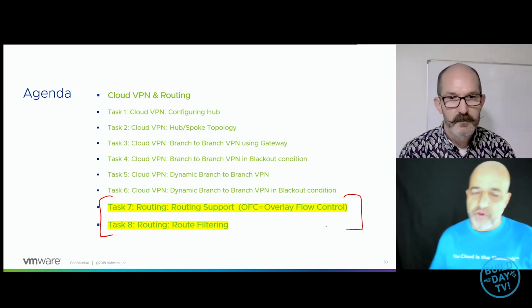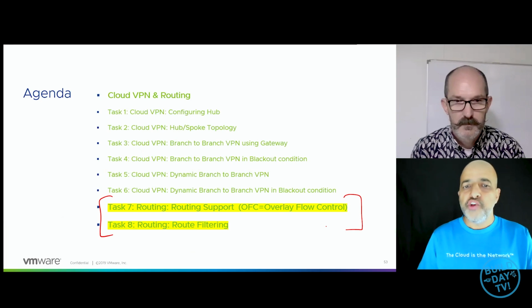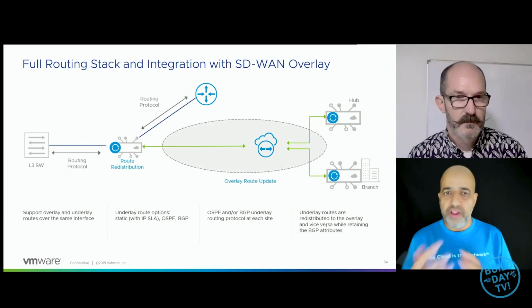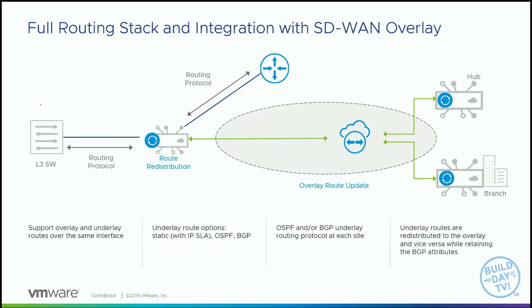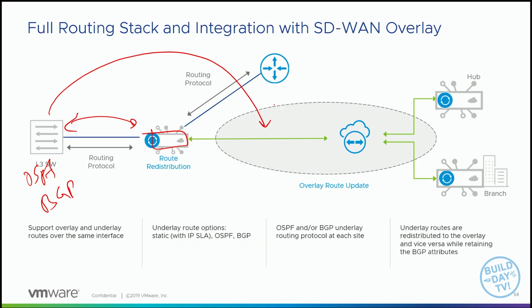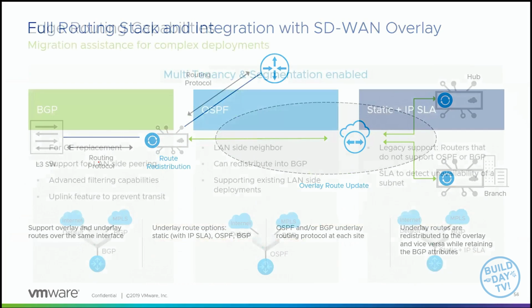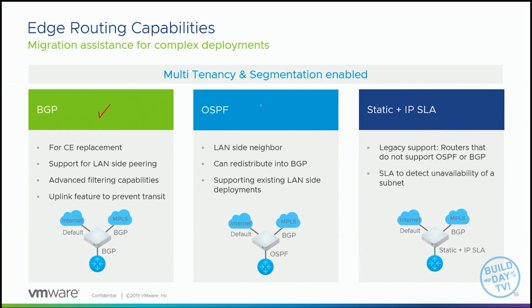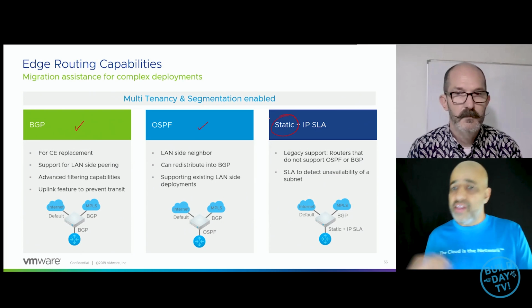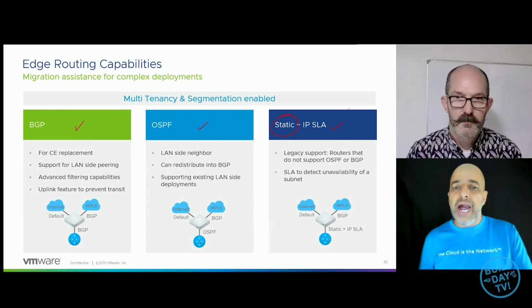So now let's talk about the last two test cases where we talk about the traditional routing protocol. You can see here, if you have a neighboring layer 3 device and your edge device, we can redistribute, let's say if you're running OSPF or BGP on these neighboring routers, we can redistribute the routes from underlay to SD-WAN overlay, and at the same time from SD-WAN overlay to underlay. So we have BGP support, we have OSPF at the same time, and static routes using IP SLA.